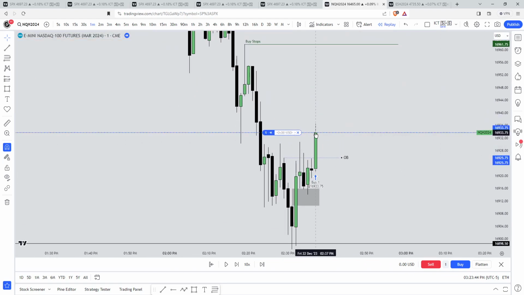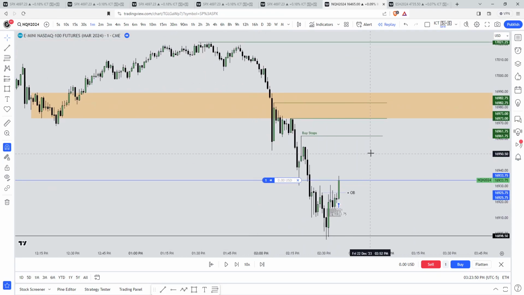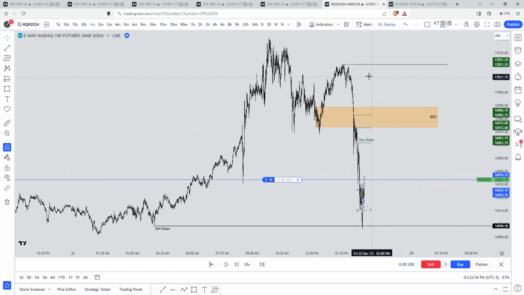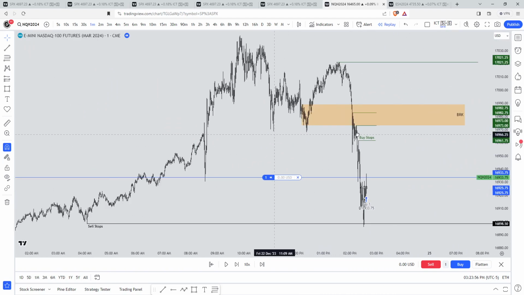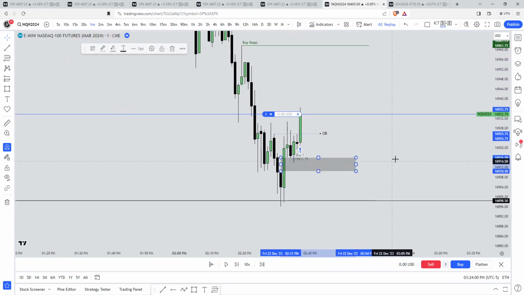Now, some people look at this as chasing. But if price is going to head all the way up to here, why is that chasing? It's not chasing. Actually, in perspective, if you bought from all the way down here and price heads all the way up to here, it's actually a very good entry. I'm not requiring for it to pull back into this fair value gap.